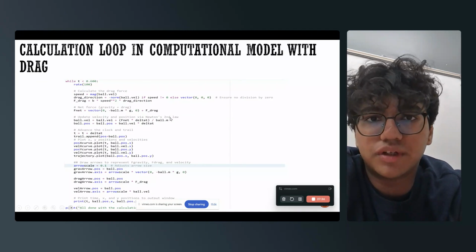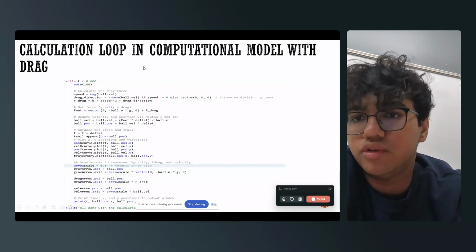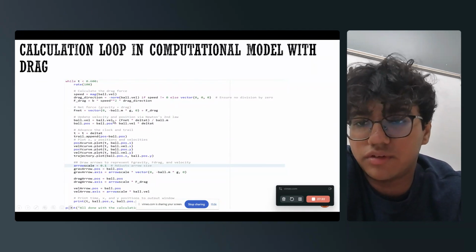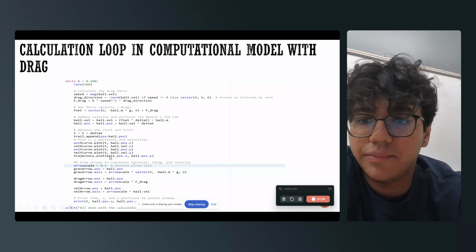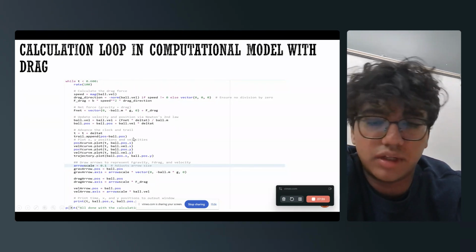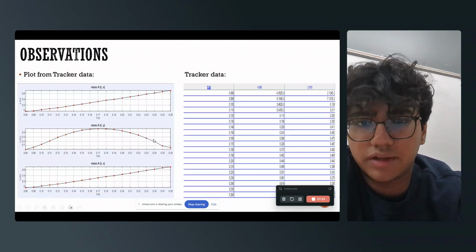This is the calculation loop in the computational model with drag. It's the exact same thing: you update the velocity and position, but this time you get the force due to drag as well. And same thing, you plot it in all the graphs in x and y.